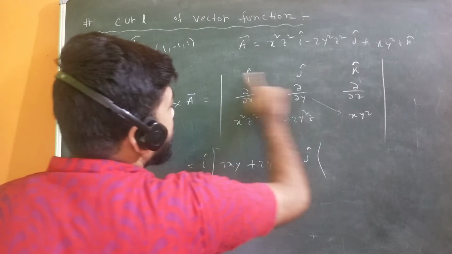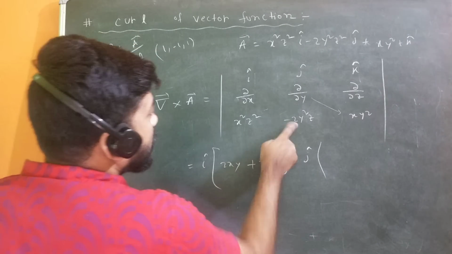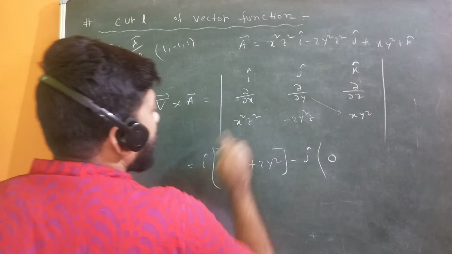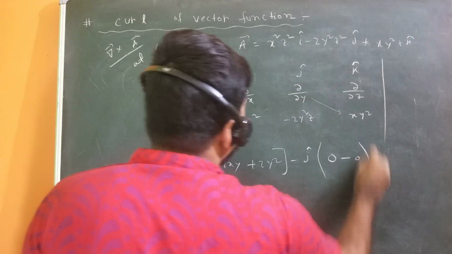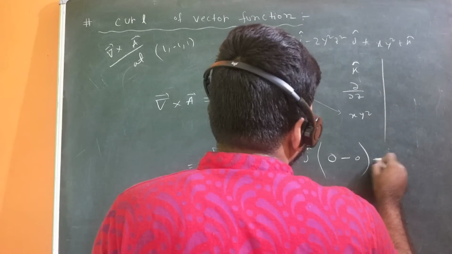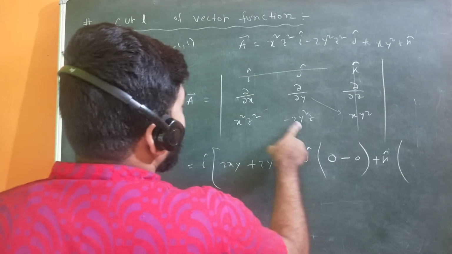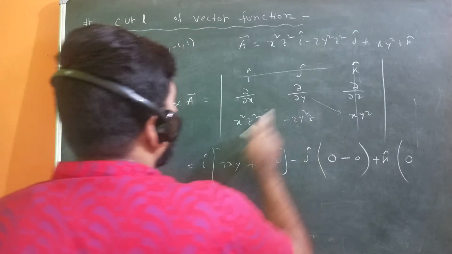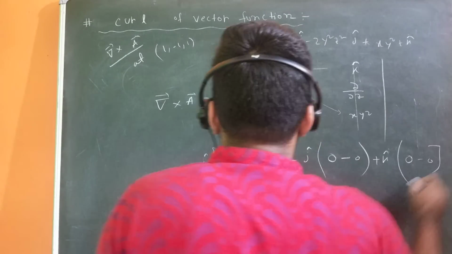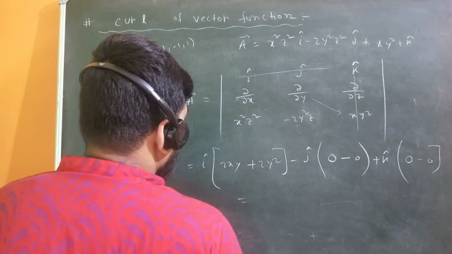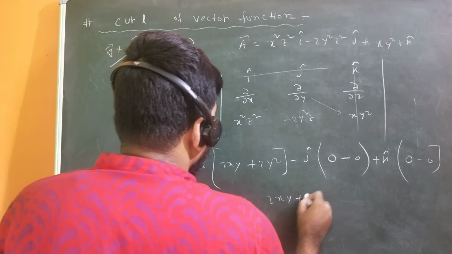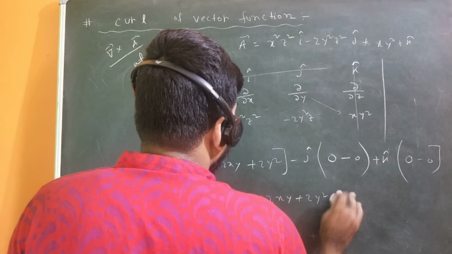Now you have to remove this and this part. So now del x of this is 0, and del y of this is also 0, okay, plus k cap into this, and this will be removed. So del x of this will be 0, and del y of this will also be 0. So you only have 2xy plus 2y square i cap.